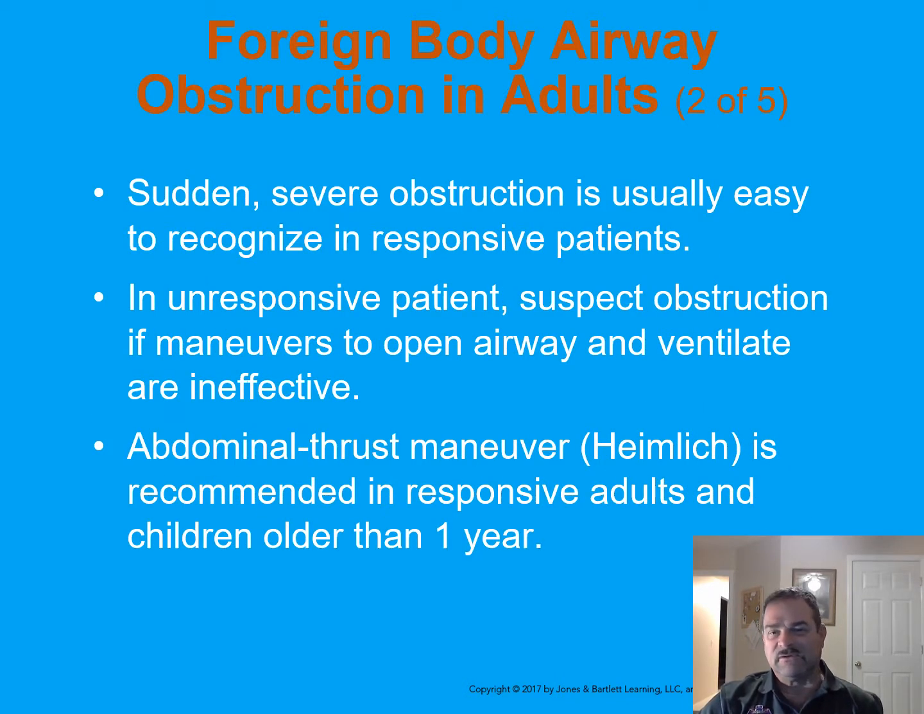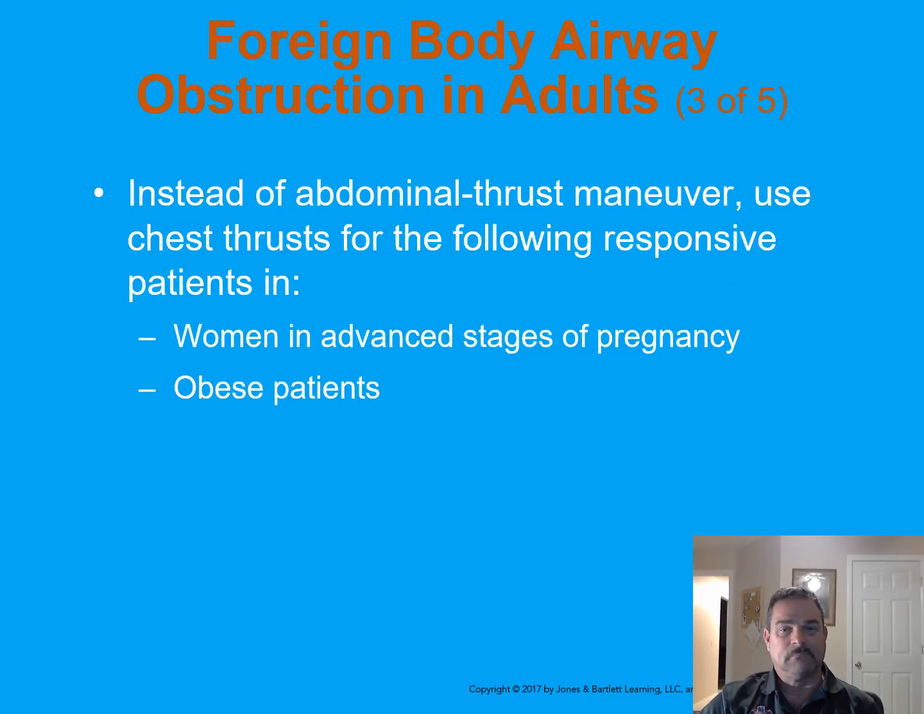Sudden severe obstruction is usually easy to recognize in responsive patients. They do the universal choking sign. In unresponsive patients, suspect obstruction if maneuvers to open the airway and ventilate are ineffective. The abdominal thrust maneuver, or the Heimlich maneuver, is recommended in responsive adults and children older than 1 year. For obstruction, instead of abdominal thrusts, use chest thrusts for the following responsive patients: women in advanced stages of pregnancy, and also obese patients, because you just can't reach all the way around these folks.